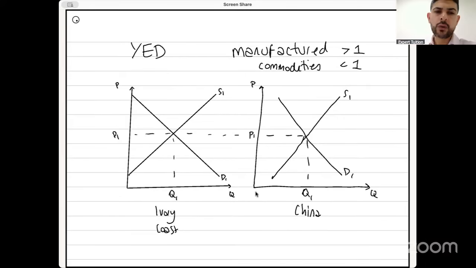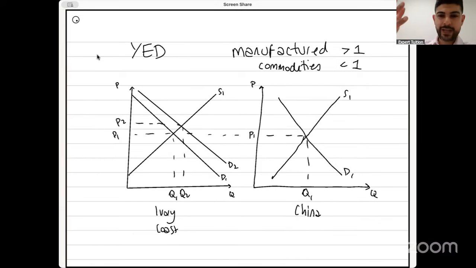So what we assume then is that both goods are normal goods, meaning the demand for both are going to go up. But for the Ivory Coast cocoa, the demand is only going to go up a little bit. So demand does something like this, D2. Okay, so good for them, because can you see that they can now charge a slightly higher price for their cocoa? Great.